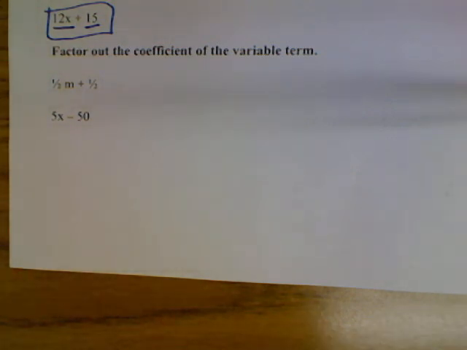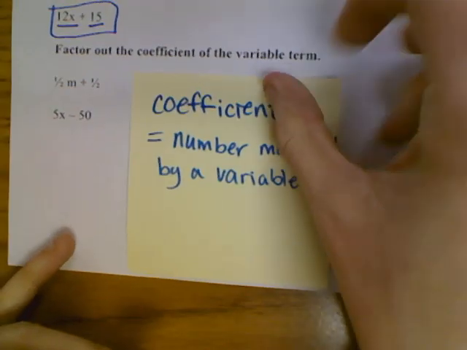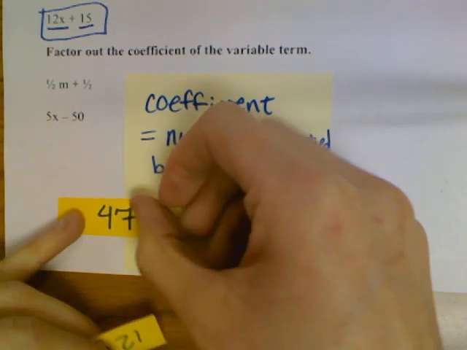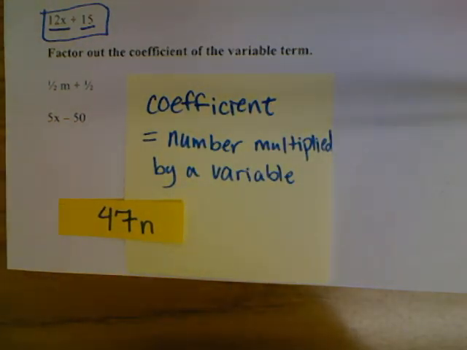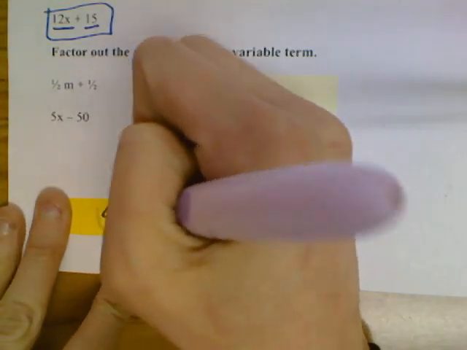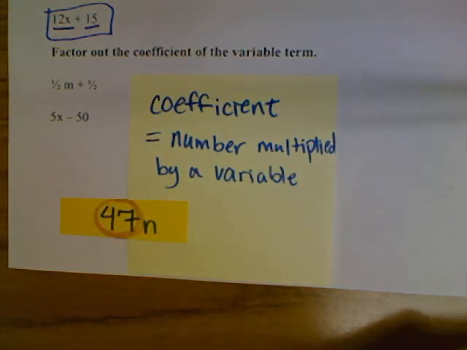Okay, so to factor out the coefficient of a variable term, we need to define a few things first. A coefficient is going to be any number that's multiplied by a variable. So a few examples of a coefficient, if we're looking at like 47n, the coefficient is going to be the number before the variable. So 47 would be the coefficient in this case.